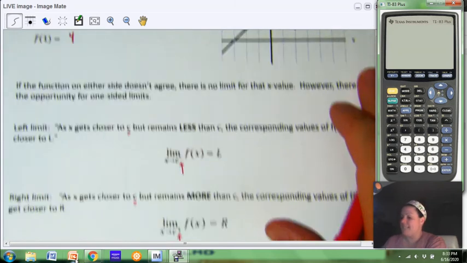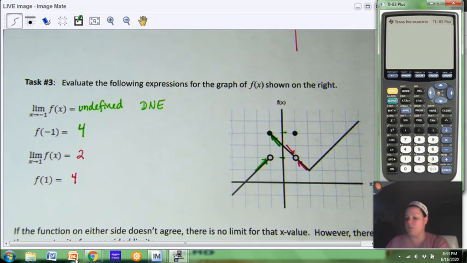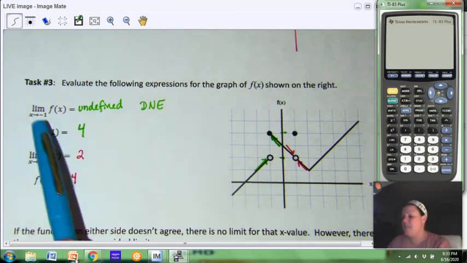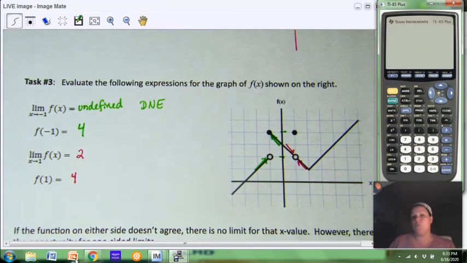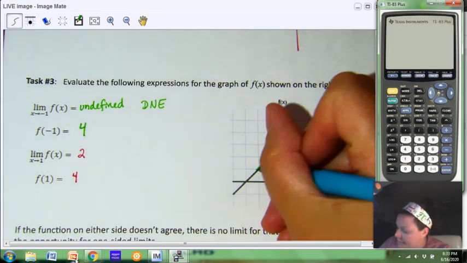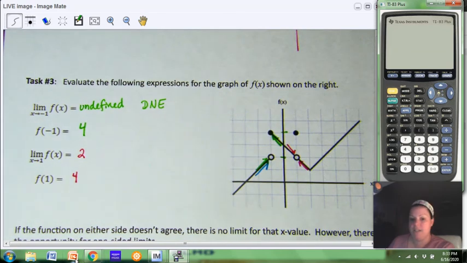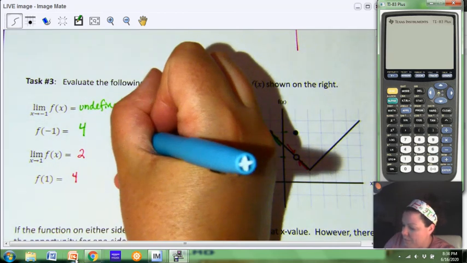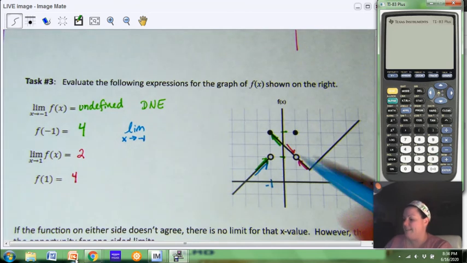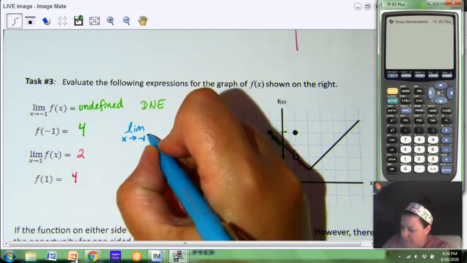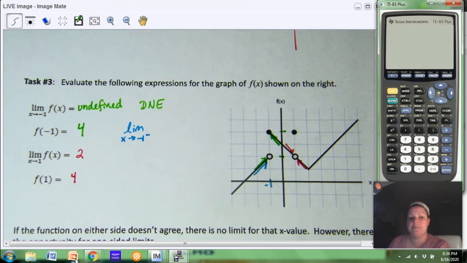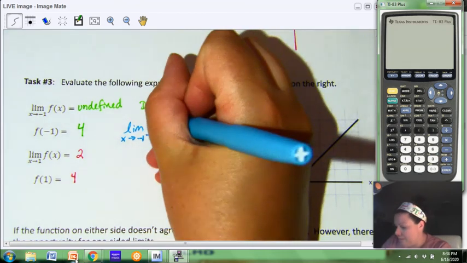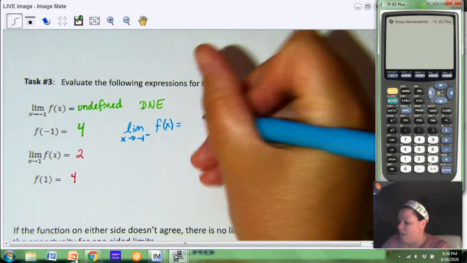So back up here for task number 3, if we look at this situation where we're undefined with the limit, even though this limit is undefined, we can still write one-sided limits for this. So for the left-hand side that we have here, we're approaching a value of -1. So I'm going to write this as the limit as x approaches -1. And since I'm coming in from the left, I'm going to follow it with a little negative sign right above that. I'm talking about the function f of x, and it approaches a value of 2.